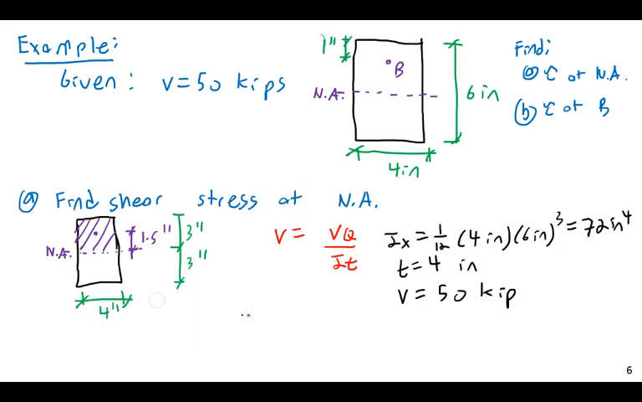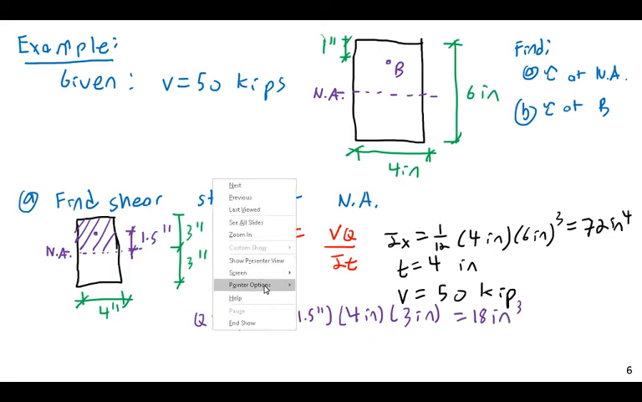So I need to find Q. Well, it is simply equal to Q equals Y bar A. Actually, let me write it Y bar first. Y bar here is 1.5 inches. It is the centroid of the area above, times the area, which is just a rectangle, so it's nice and simple, nice happy formulas today. 1.5 inches times 4 inches times 3 inches, I know how to calculate the area of a rectangle, equals 18 inches to the third.